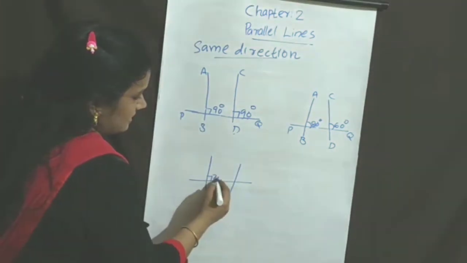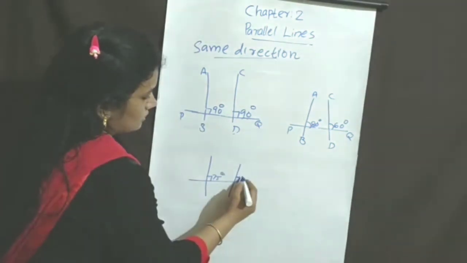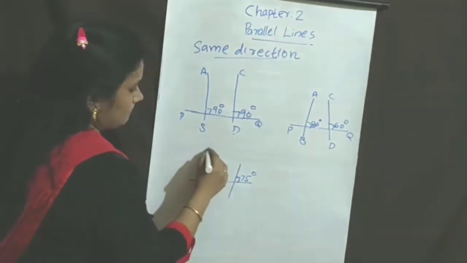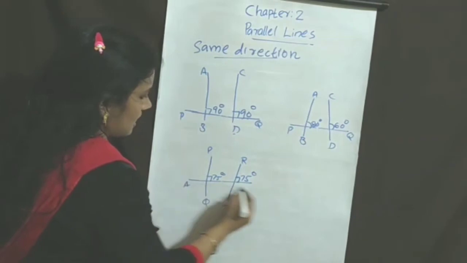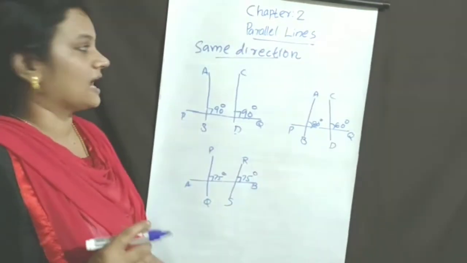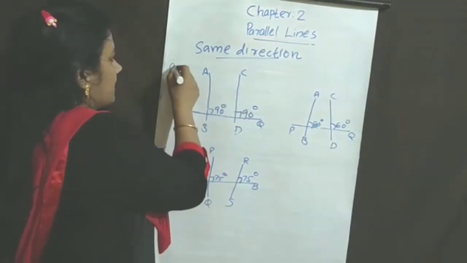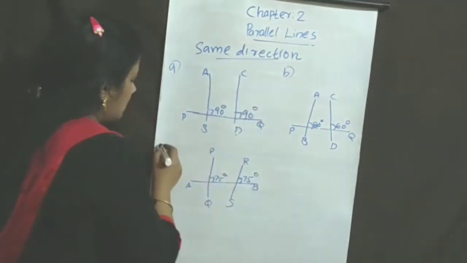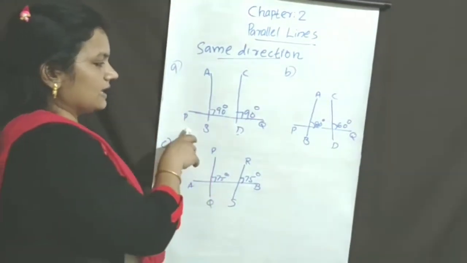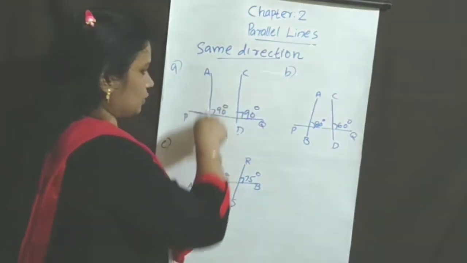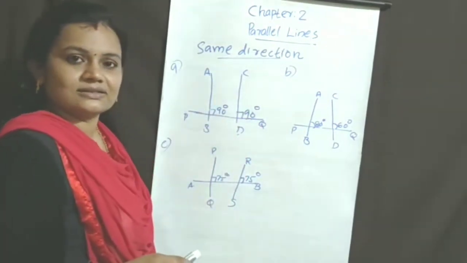This is 75 degrees. This is also 75 degrees. P, Q, R, S, A, B. Then naming this angle. Then you look at figure A, figure B, figure C. You look at these figures. Then the PQ line with the two perpendicular lines.